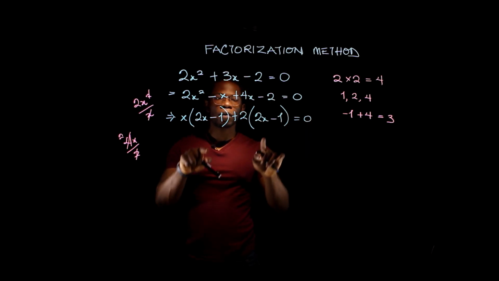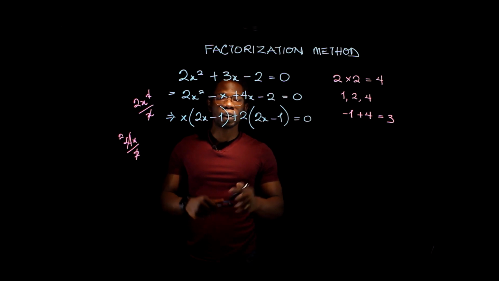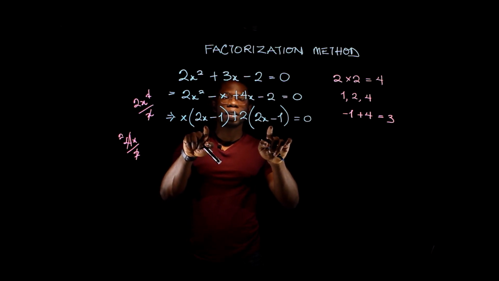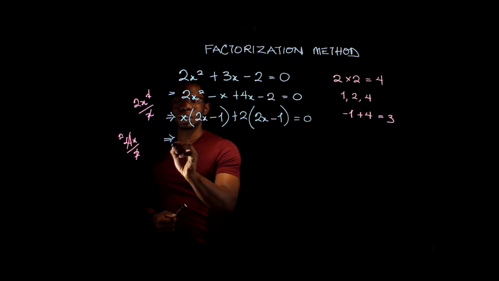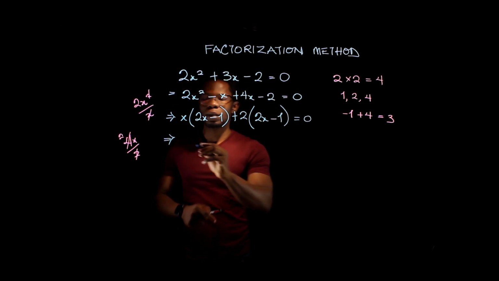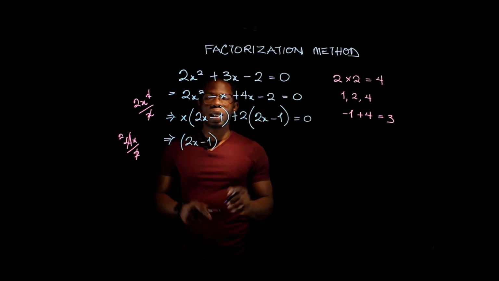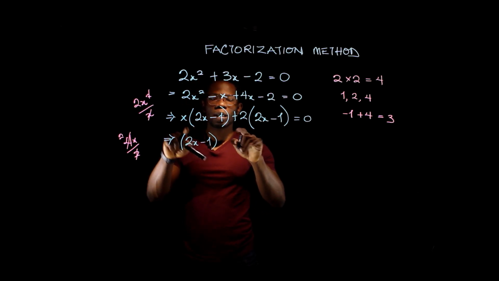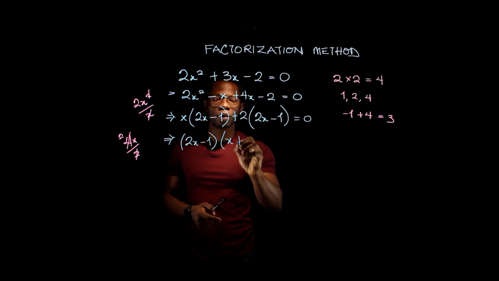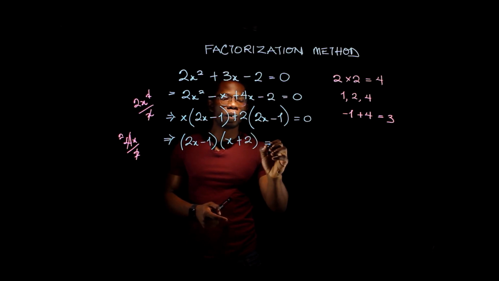Like what I said before, if you're doing the factorization method right, you should always have the same term in the two brackets at this step. Now the next step is to write down the common terms here, which is 2x minus 1, and then you write the terms outside of the brackets here, which is x plus 2 equals 0.